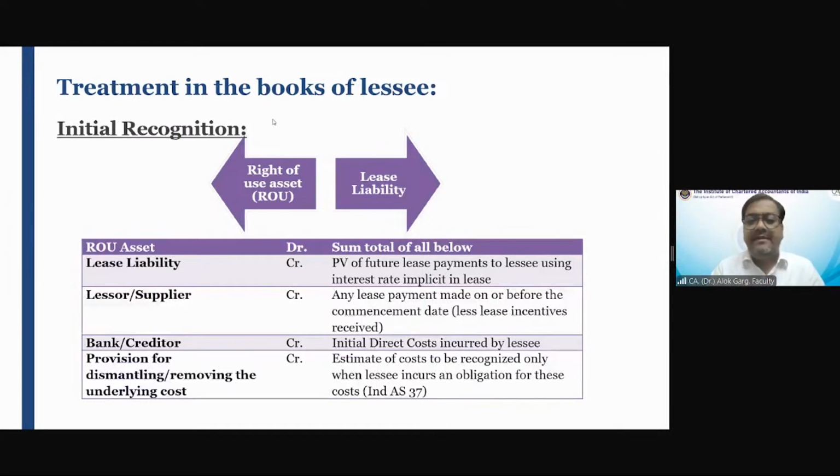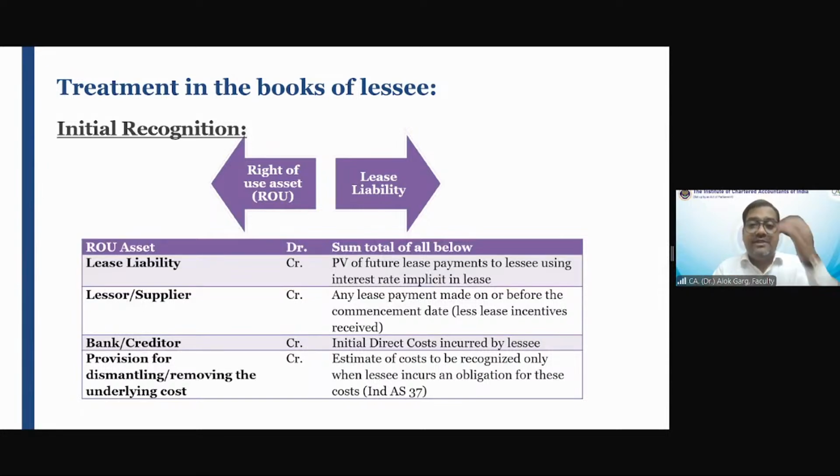If we have paid anything on or before the commencement date, that is also required to be added to the right of use assets, right? Plus, if I have incurred some initial direct cost, that is also required to be added to the right of use asset.